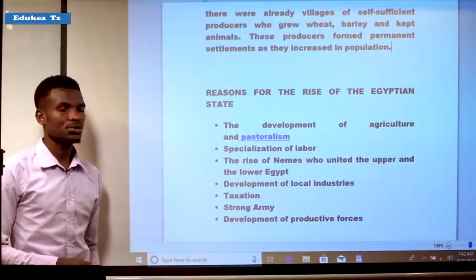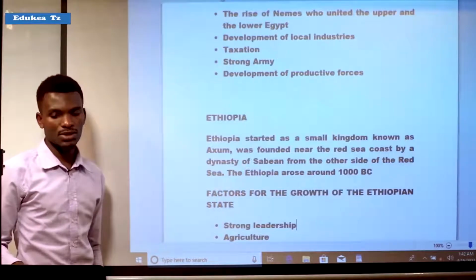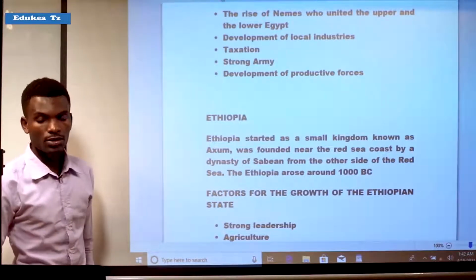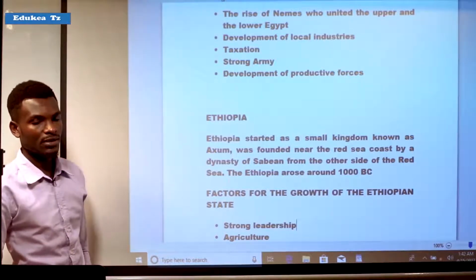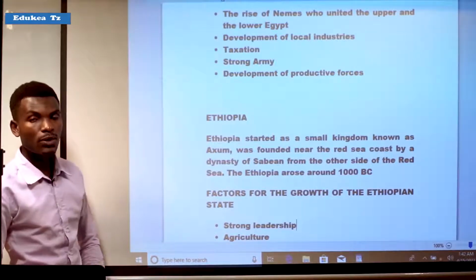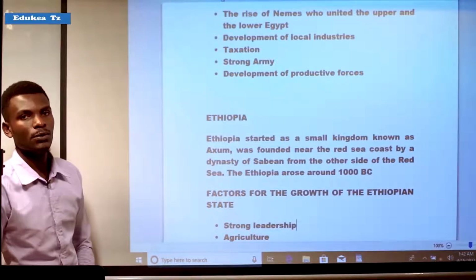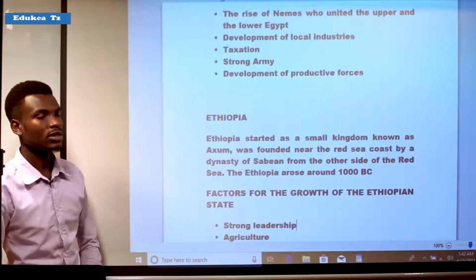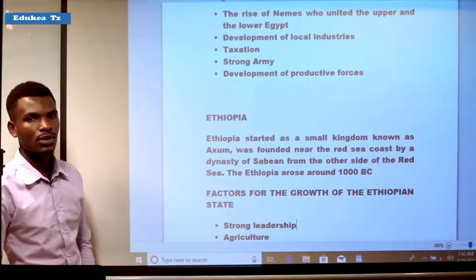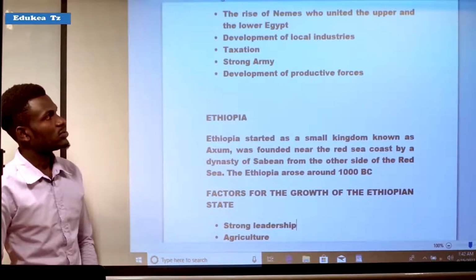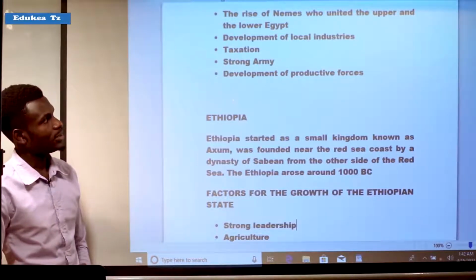development of local industries. It means that in Egypt there was development of local industries, and those local industries were involved in the production of different equipment or tools. For example, iron tools were produced in Egypt that gave room for the development of agriculture and animal keeping, as the tools were used in agricultural production, and that led to the presence of enough food to feed the population, and that led to the formation of the Egyptian state.